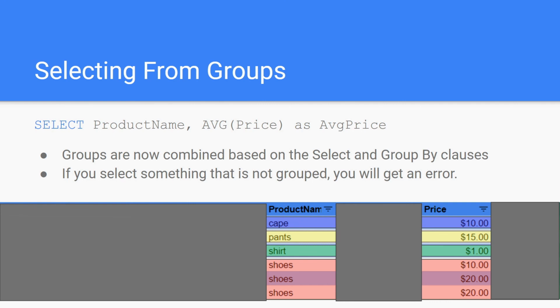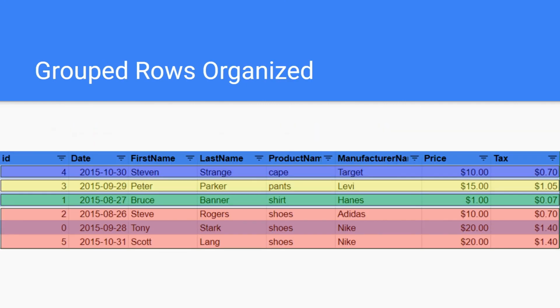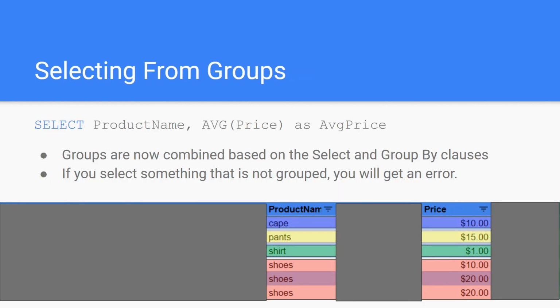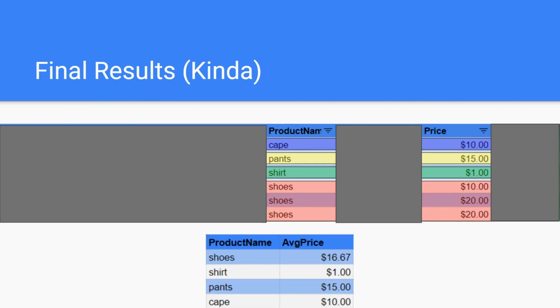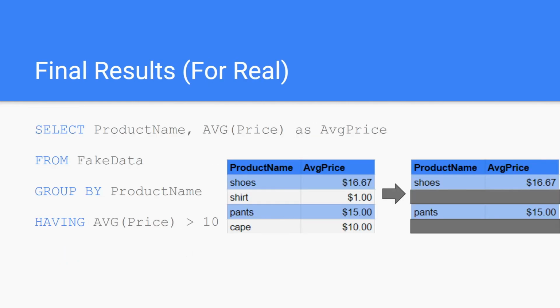So if I were to say shoes, and then there were two different manufacturers like there are here, one shoe is made by Adidas and two shoes are made by Nike, that would create two different groups. It would be a shoes Adidas group and a shoes Nike group. But because I just want shoes in general, I can ignore manufacturer, and that leaves us with just the one shoes group. And then we can go ahead, run the function to find the average price. And then if we want to throw a having clause in there, eliminate the rows that don't meet the criteria that we set, and that's how we do it.